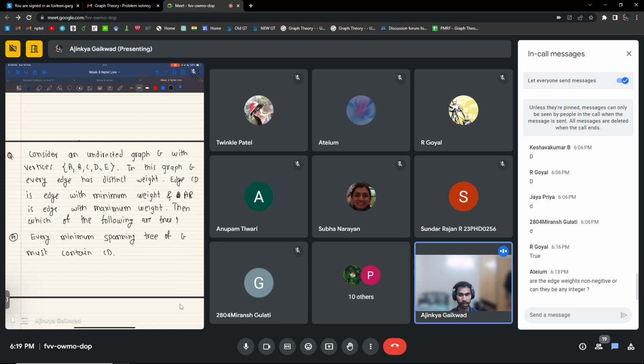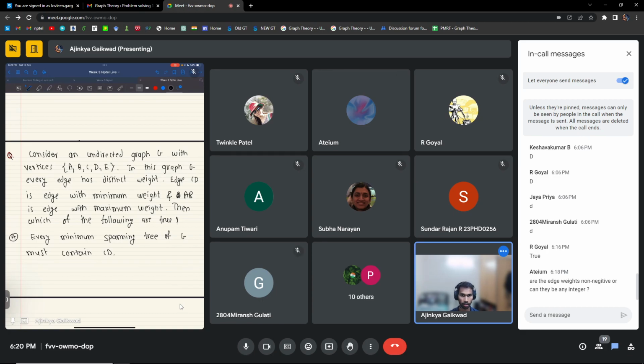The algorithm is irrelevant here. This question has nothing to do with the algorithm. You have a minimum spanning tree, that's it. It is not saying it is coming from Kruskal's algorithm or Prim's algorithm or some other. So we have any minimum spanning tree, and the question is whether CD will always be part of that minimum spanning tree.